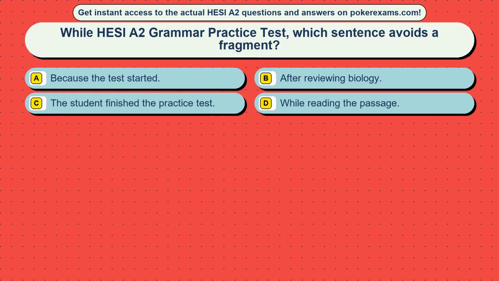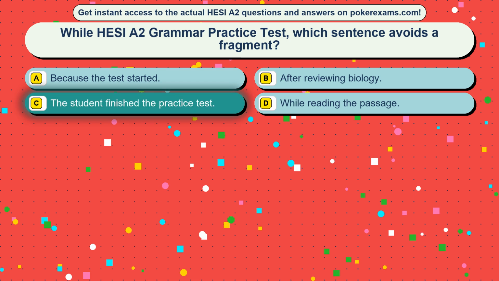Question 37. While HESI A2 grammar practice test, which sentence avoids a fragment? Option A, because the test started. Option B, after reviewing biology. Option C, the student finished the practice test. Option D, while reading the passage. The correct answer is option C, the student finished the practice test.